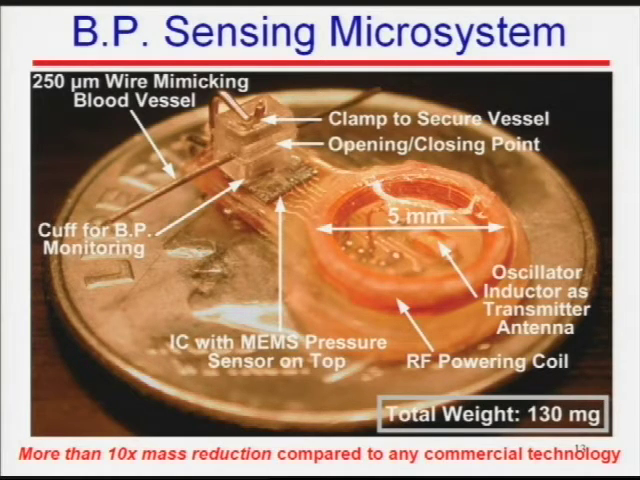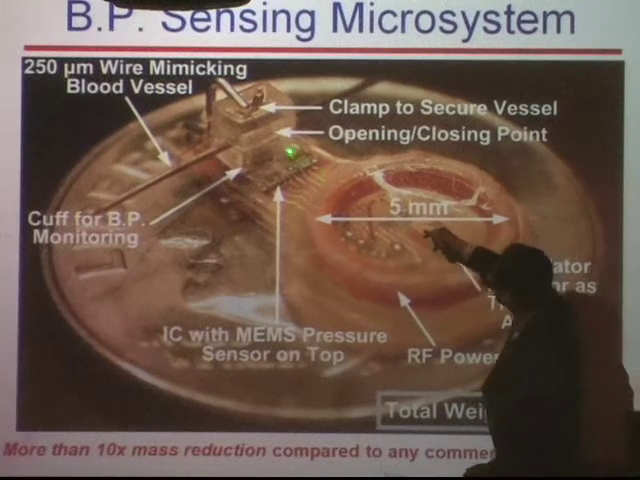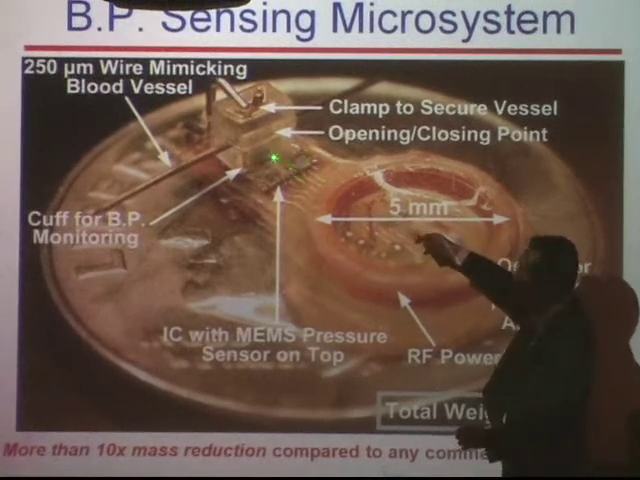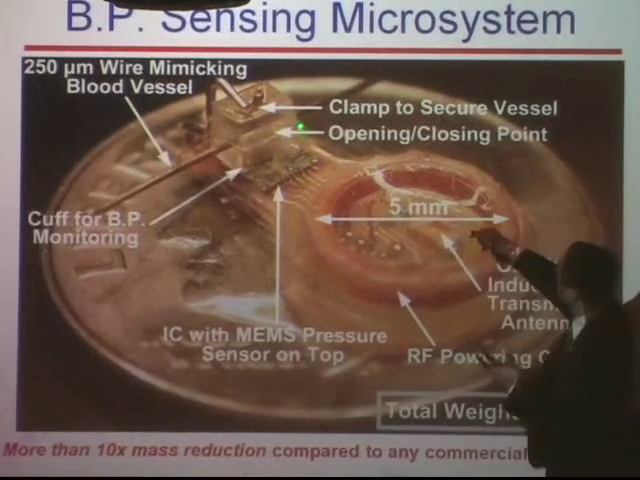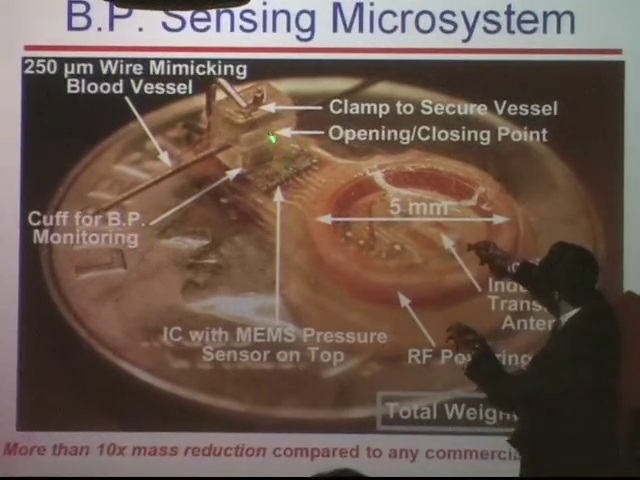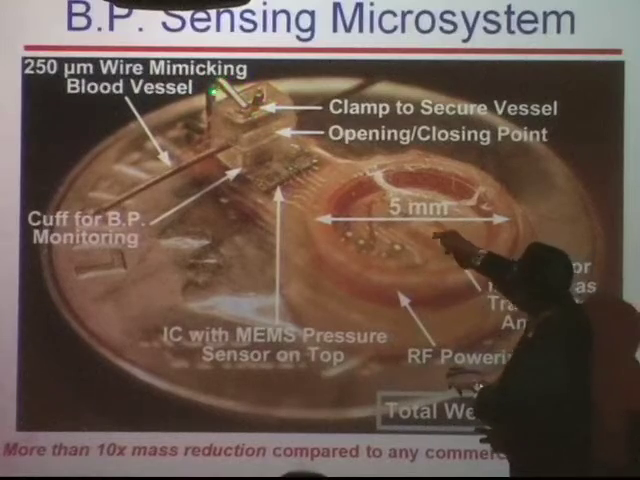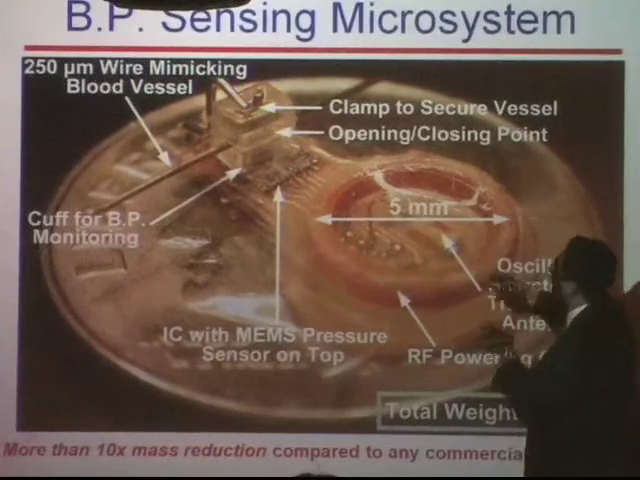It looks simple, but it takes a huge amount of engineering labor to get this done. You can see that this is the radio frequency coil that's needed to get the power in, and these are the traces. This is the chip, a 2 millimeter by 2 millimeter chip with a MEMS pressure sensor somewhere in there. You can't really see it because the silicone cuff sits on top. And this is the 150 micron diameter wire used as a clamp.